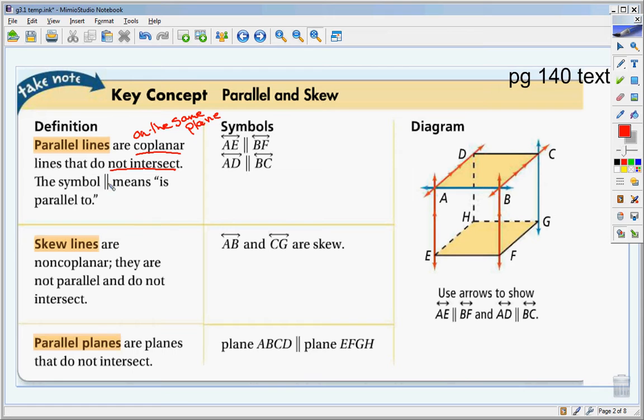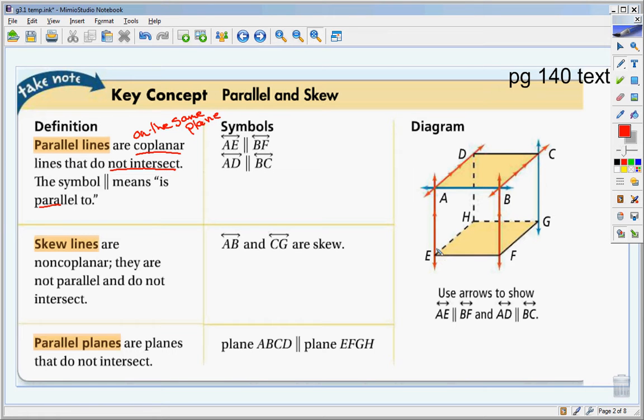And these two lines that are right next to each other, they almost look like absolute value lines, but when they put them right next to each other, that symbol means parallel to. So here it says line AE is parallel to line BF. It tells you two things about line AE and line BF. It tells me they're coplanar because they have to be on the same plane. It also tells me that they're never going to what? They're never going to intersect.